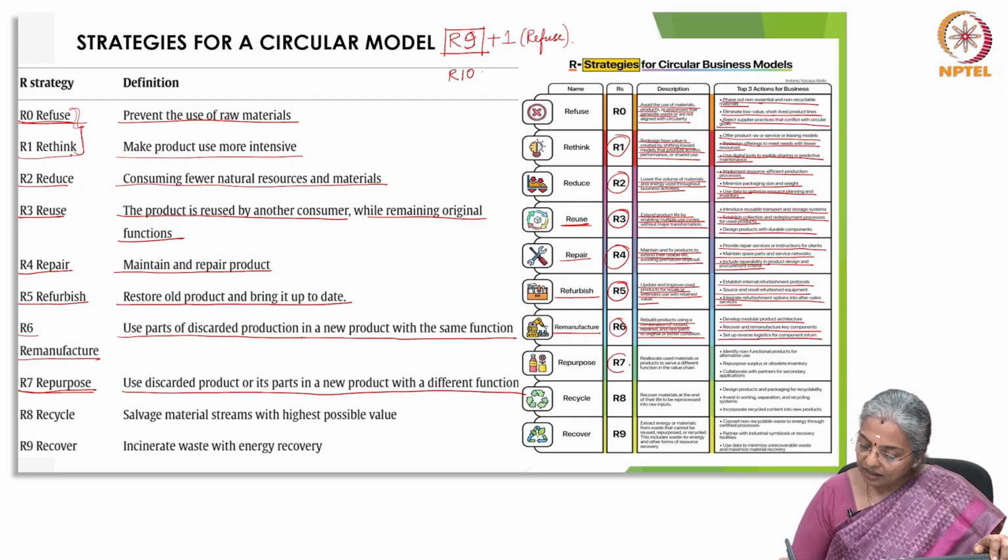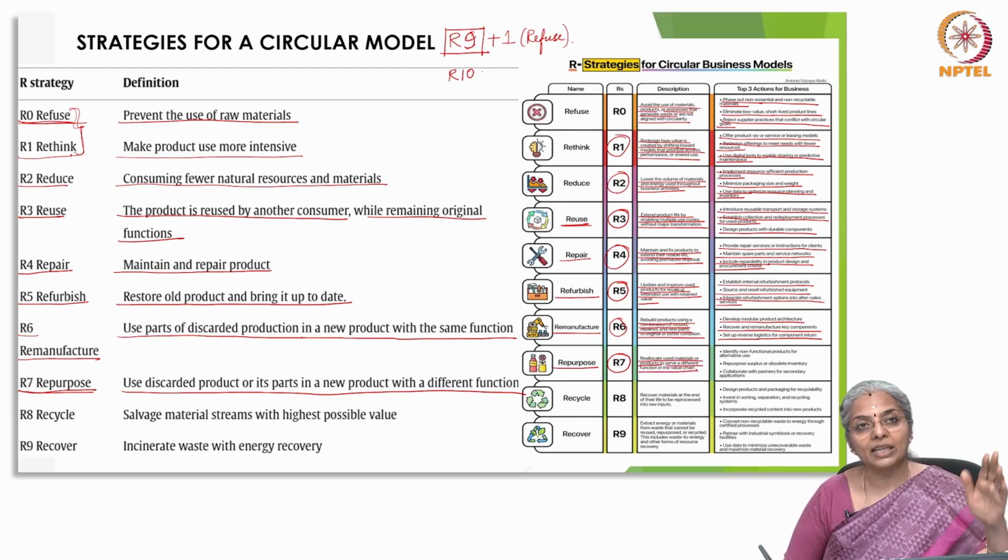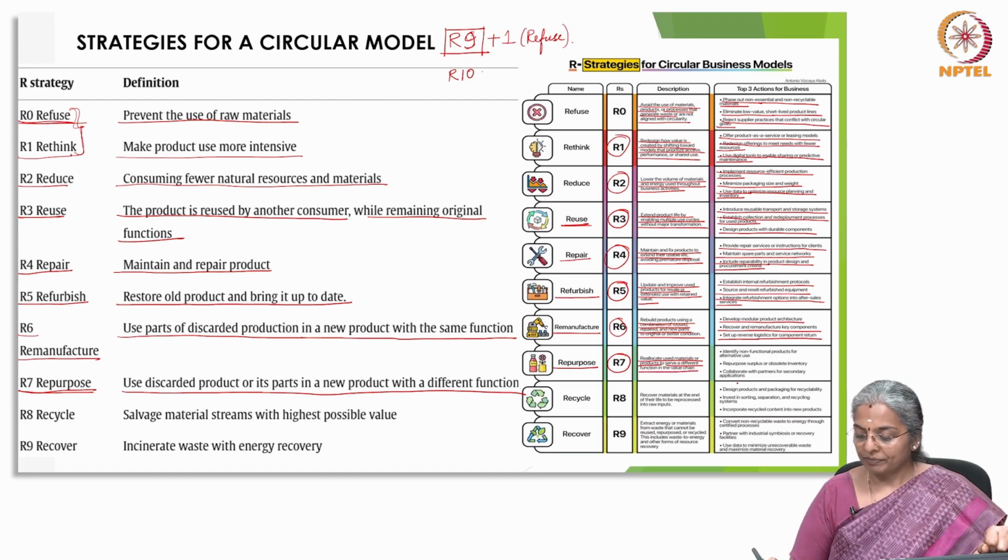The eighth R, or R7, which is repurpose, looks to reallocate used materials or products in order to serve a different function on the entire value chain.